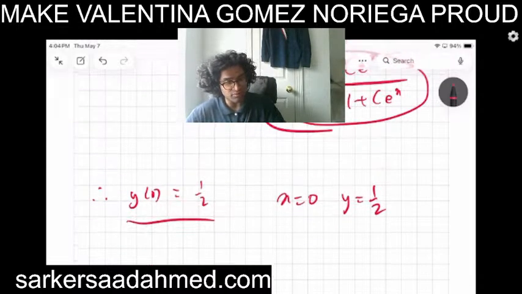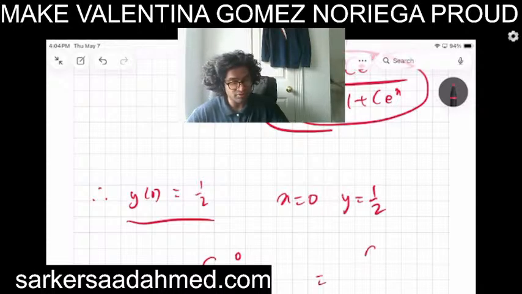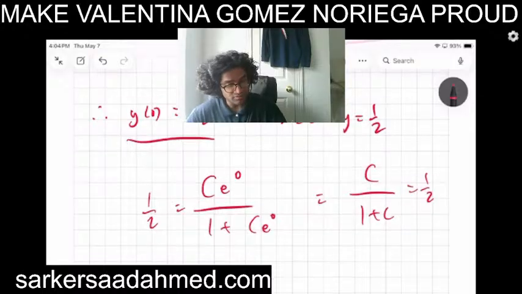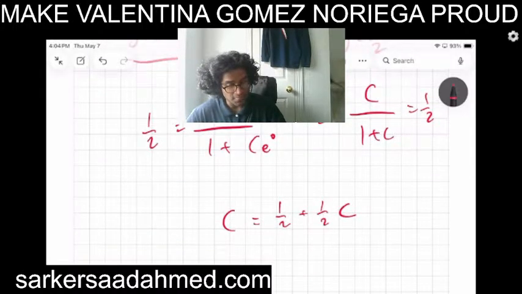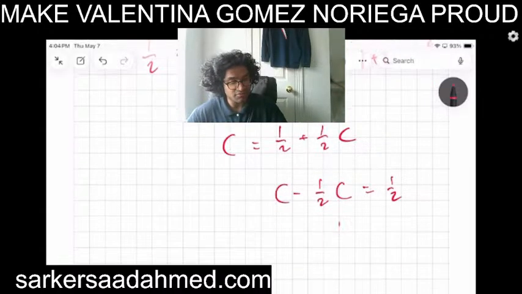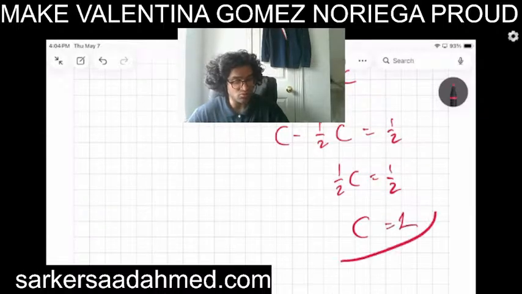So half will be c e to the power 0 over 1 plus c e to the power 0. So that's c over 1 plus c, which is equal to half. And so c is equal to half plus half c. And so c minus half c is equal to half. Half c is equal to half. c is equal to 1.